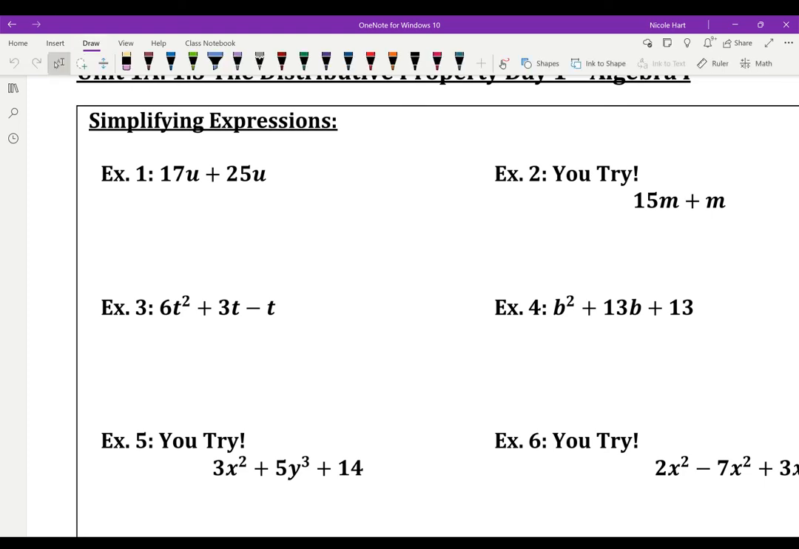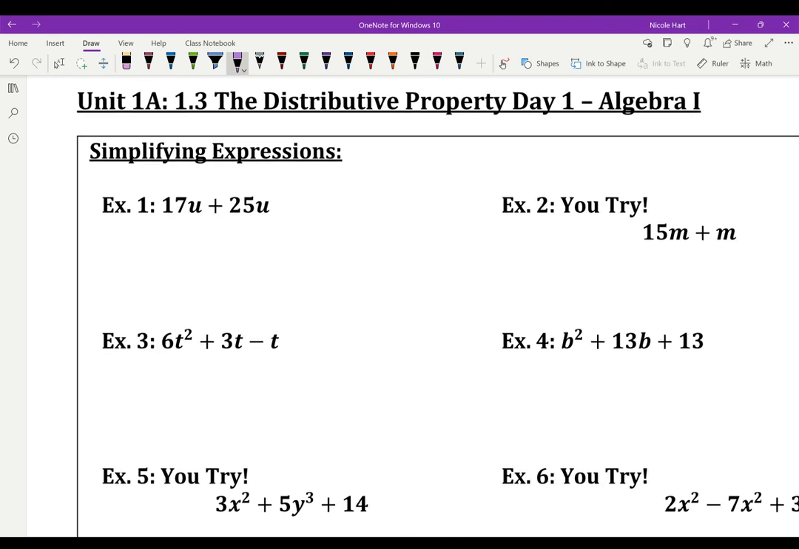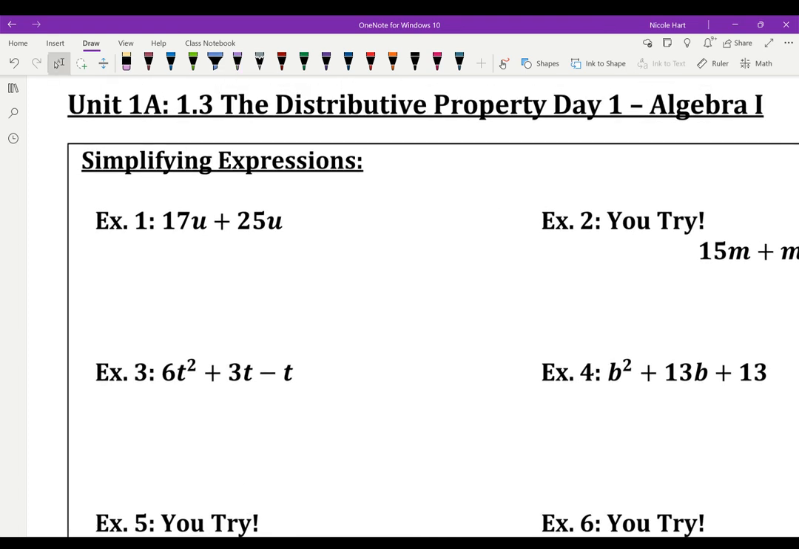Hello, everybody. Today we are going to be going over simplifying expressions, and then we are going to talk about the distributive property. So, in our simplifying expressions, this is something we learned in previous years. Another way to call or talk about this is simplifying like terms.